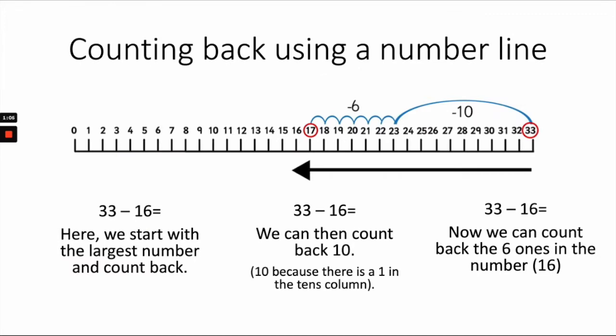When counting back using a number line, we'll start with the greatest number. Then subtract 16, and there's a jump of 10 because we know that there's 1 ten in 16, and then we do 6 jumps of 1. Then the children will be able to count back those 6, and then they'll know that the answer is 17.